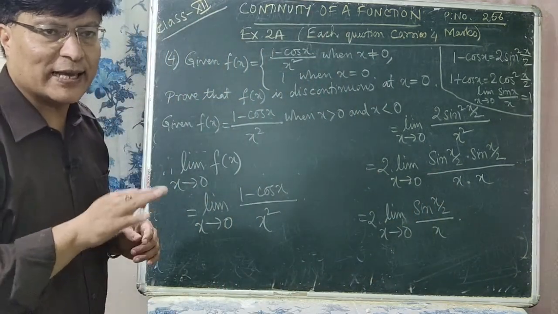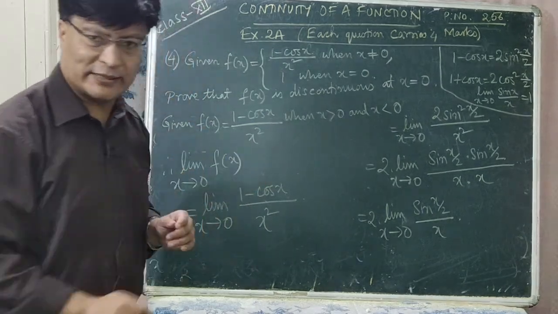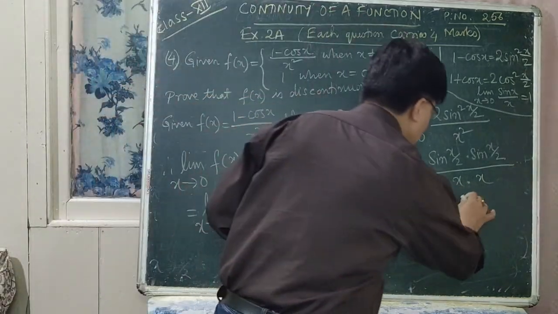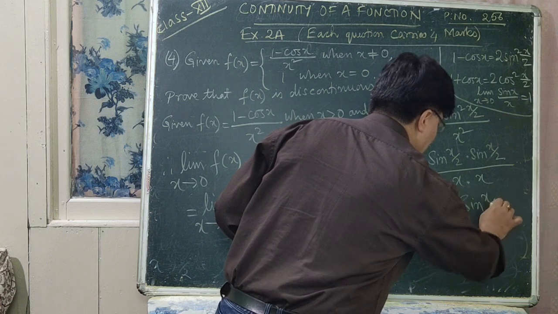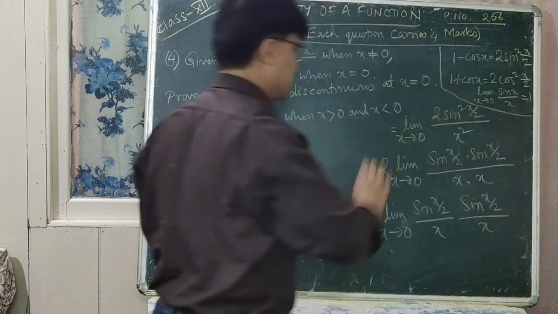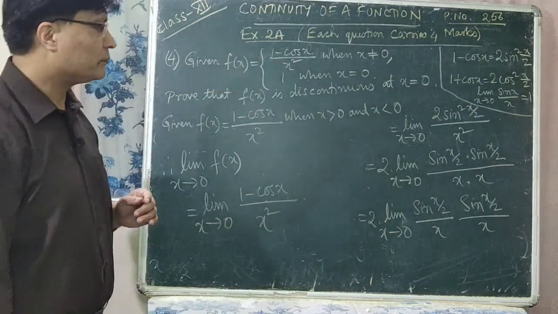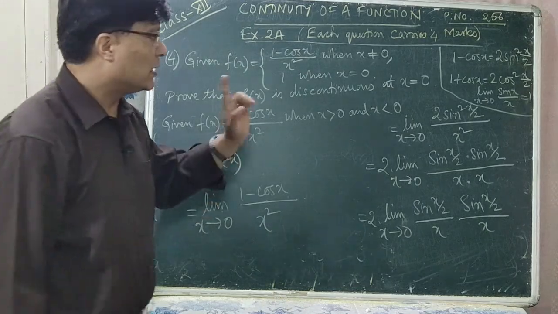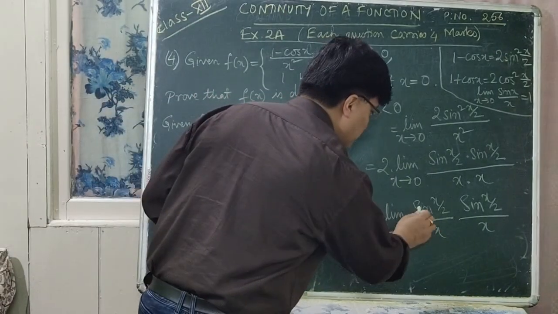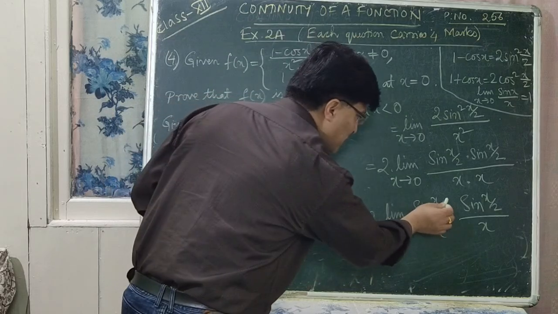So below sin x by 2, one of these x is written out here. Now what is the other expression? That is sin x by 2 divided by x. Is that clear? So I think you have understood it. Now in this case you should convert into the form of sin x by x form. But instead of x, what is here?